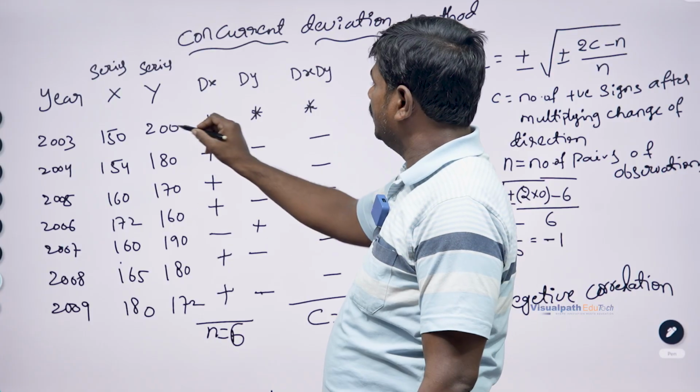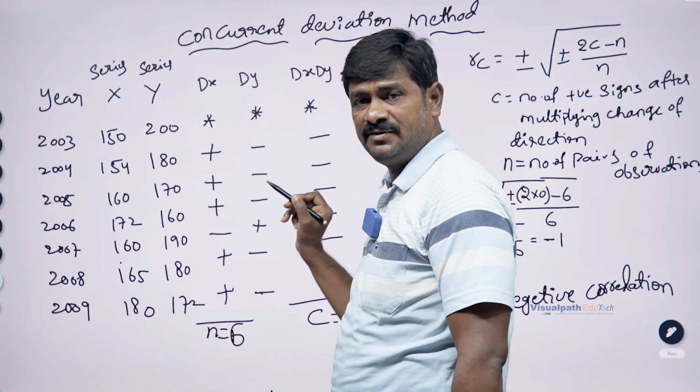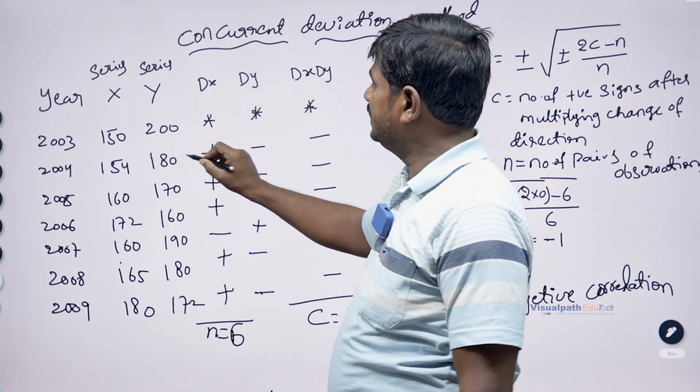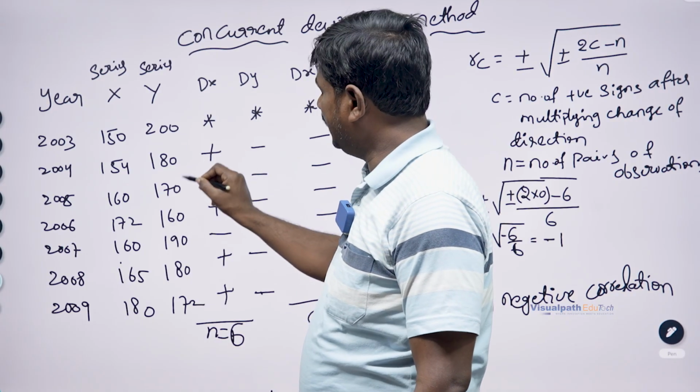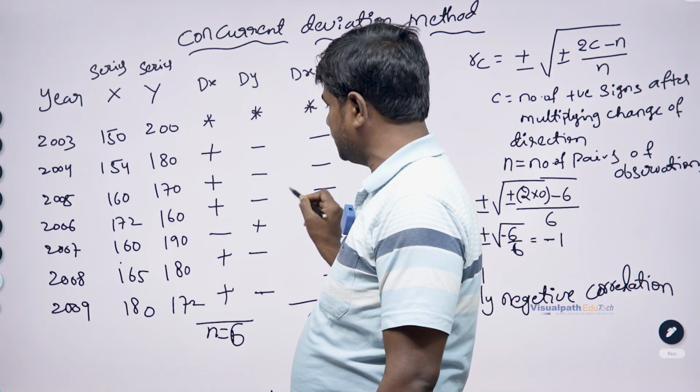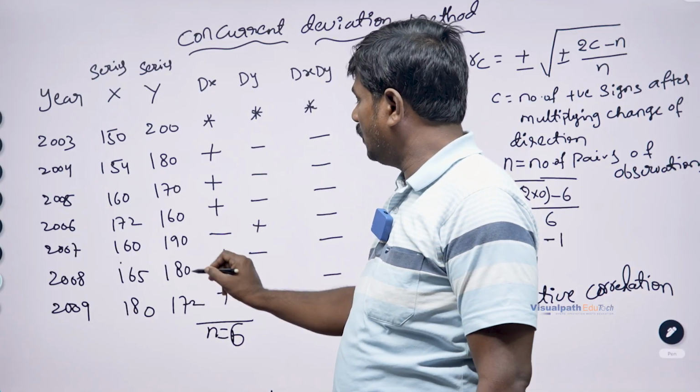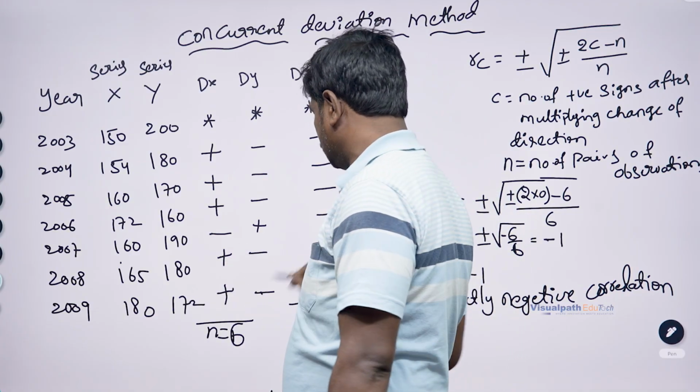Similarly, we do Y, starting with 200. There is no information from the previous year, so we put a star. Then in 2004, 200 to 180, minus. 180 to 170, minus. 170 to 160, minus. 160 to 190, plus. 190 to 180, minus. 180 to 172, minus.